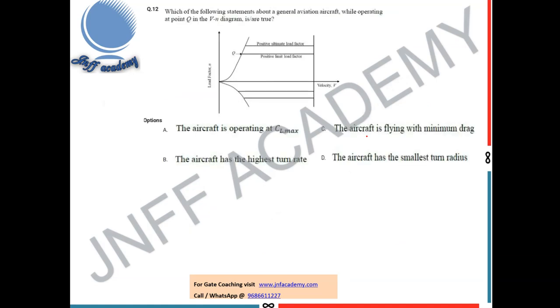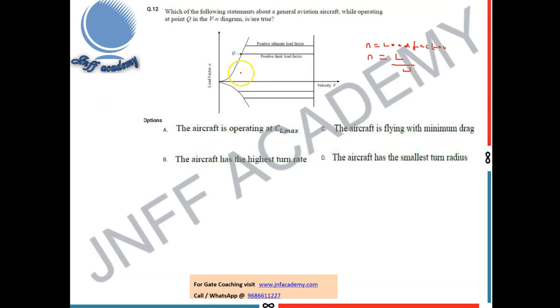Now coming to this question: which of the following statements about the general aviation aircraft operating at point Q in the V-n diagram are true? It's a very interesting question, because they have given the V-n diagram. V is velocity and n is nothing but the load factor. We all know the formula for load factor is lift divided by weight of the aircraft at any given point of time.